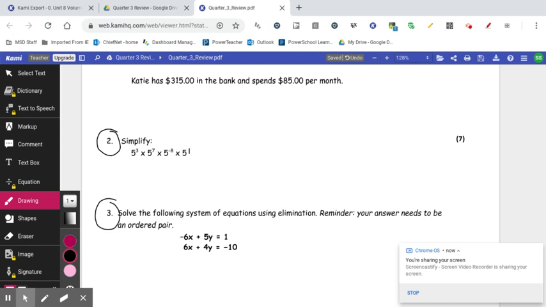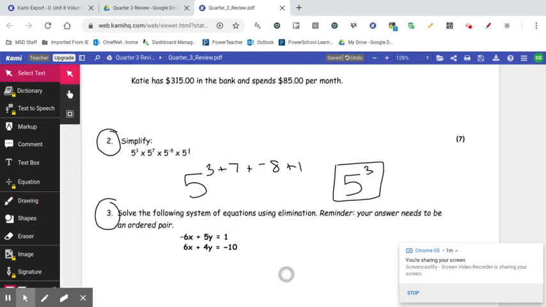So we're multiplying exponents, and when we multiply exponents, we keep the base, which here is 5, and we're going to add the exponents together. So that means we're going to add the 3 plus 7 plus negative 8 plus 1. Now you can do that in your calculator, or you can do it in your head, but 3 plus 7 is going to be 10, plus negative 8 is 2, plus 1 is 3. So we have 5 to the third power is our answer, and you can leave that in exponential notation.